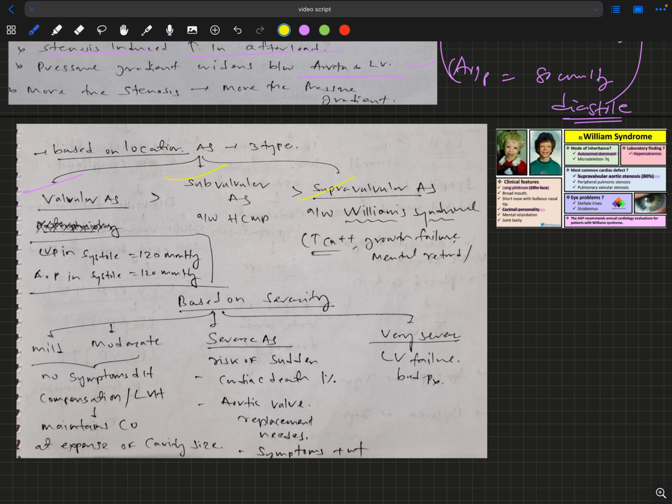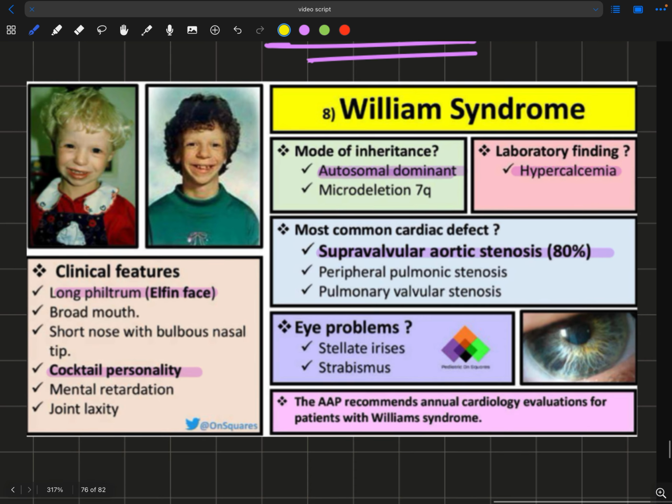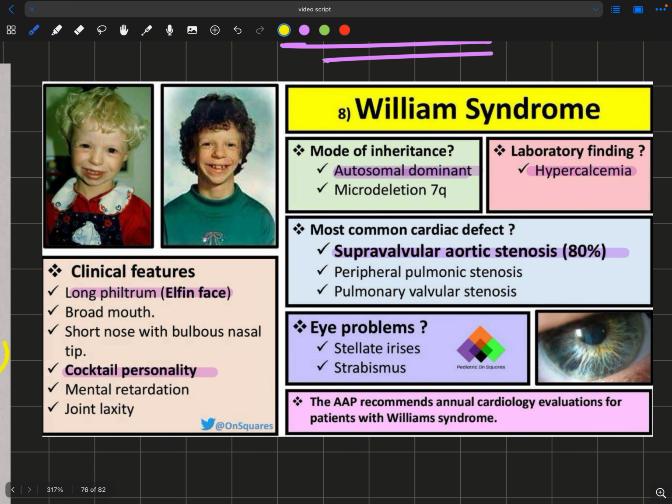So let us discuss first about supravalvular aortic stenosis. Supravalvular aortic stenosis is associated with an important syndrome called Williams syndrome. So what is Williams syndrome? This is Williams syndrome. In Williams syndrome, we see elfin facies.